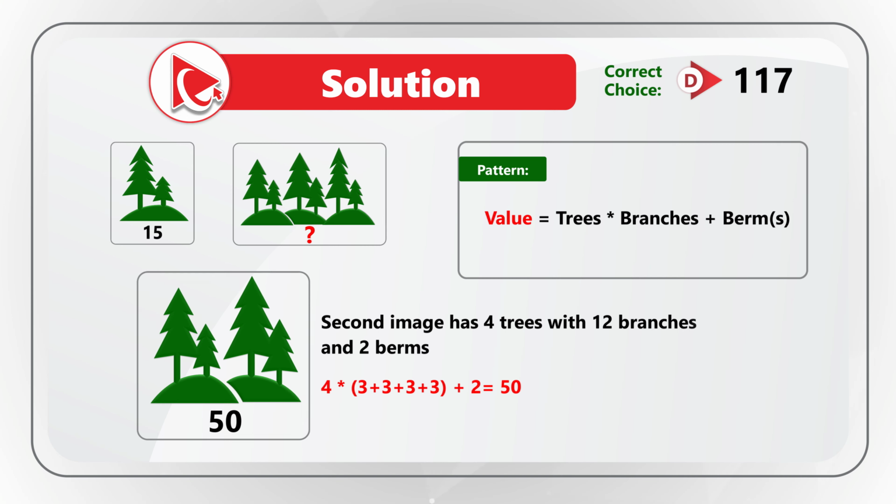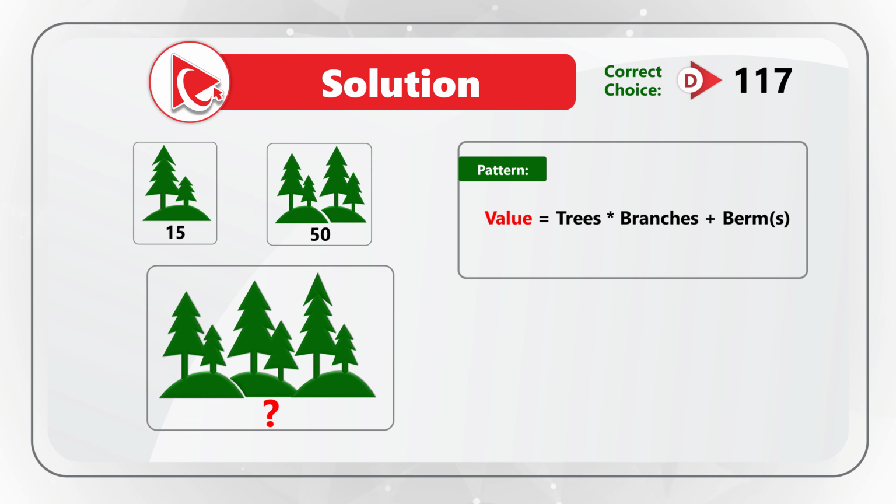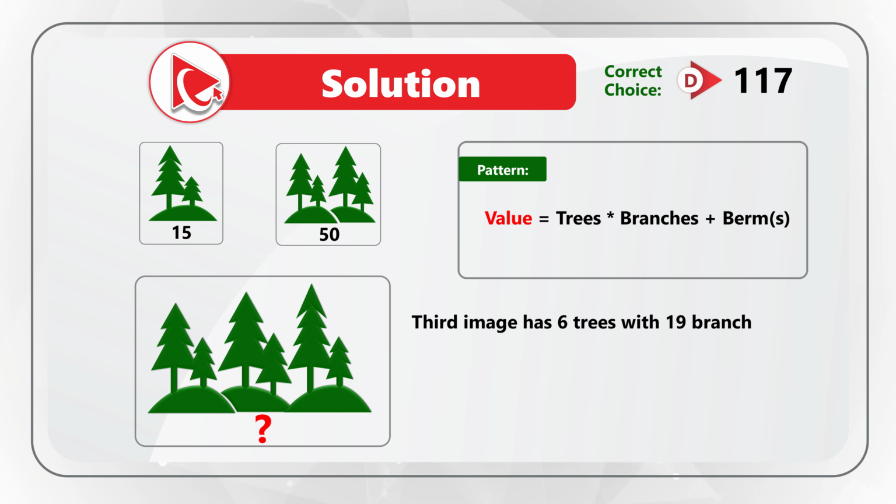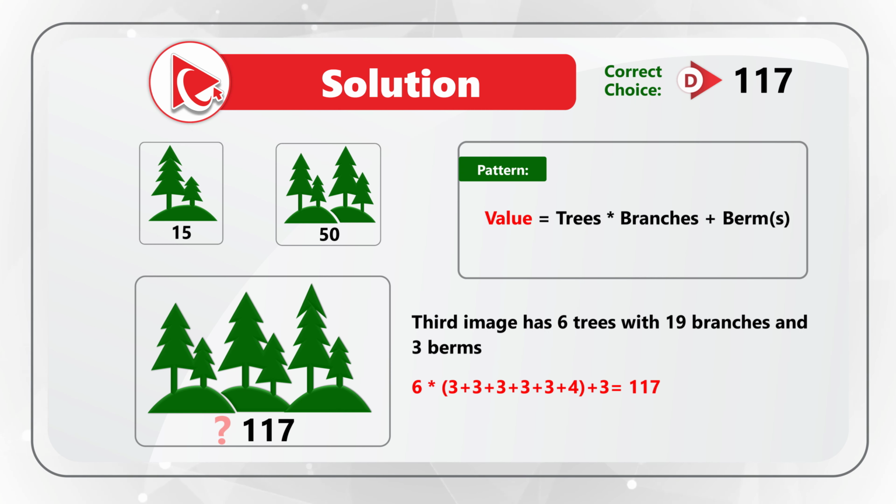For the third image, which has 6 trees with 19 branches and 3 berms, the calculations will be 6 multiplied in parentheses 3 plus 3 plus 3 plus 3 plus 3 plus 4, and then you add 3 to the calculated total. The end result of it, 117. Do you have a better solution to solve this challenge? Please make sure to post your answer and rationale in comments.